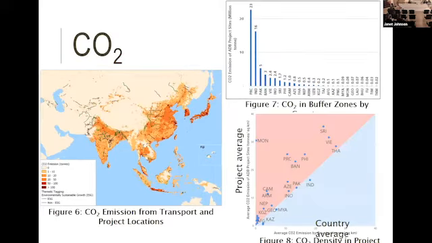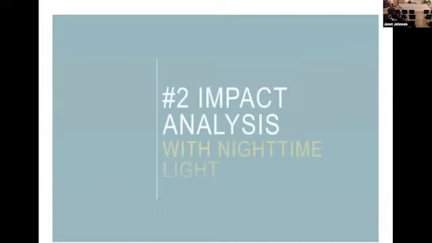This shows the map of CO2 emissions from the transport sector. The source of data is, I think, OECD or the European Union. They publish CO2 emissions every year by sector. Those are very useful information, and we can use that to assess the sensitivity of ADB projects. Okay, then next is impact evaluation.